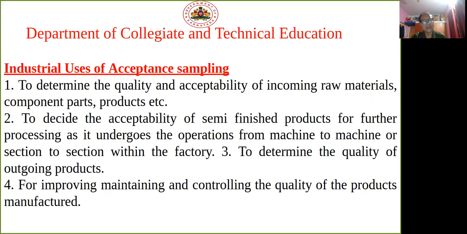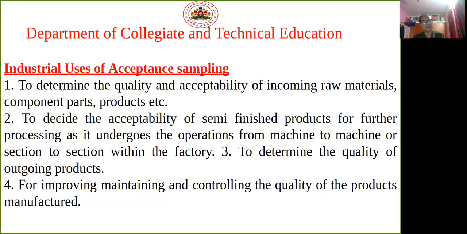If the raw material is good, the quality of the product will always be good. Sometimes we are also going to inspect the component parts and the products that have been purchased outside, so we use acceptance sampling. So in industry, we use acceptance sampling for the quality and acceptability of the raw material, the component parts manufactured outside, the products manufactured outside, etc. There are so many items. So that will be determined. That is the first industrial use of acceptance sampling.